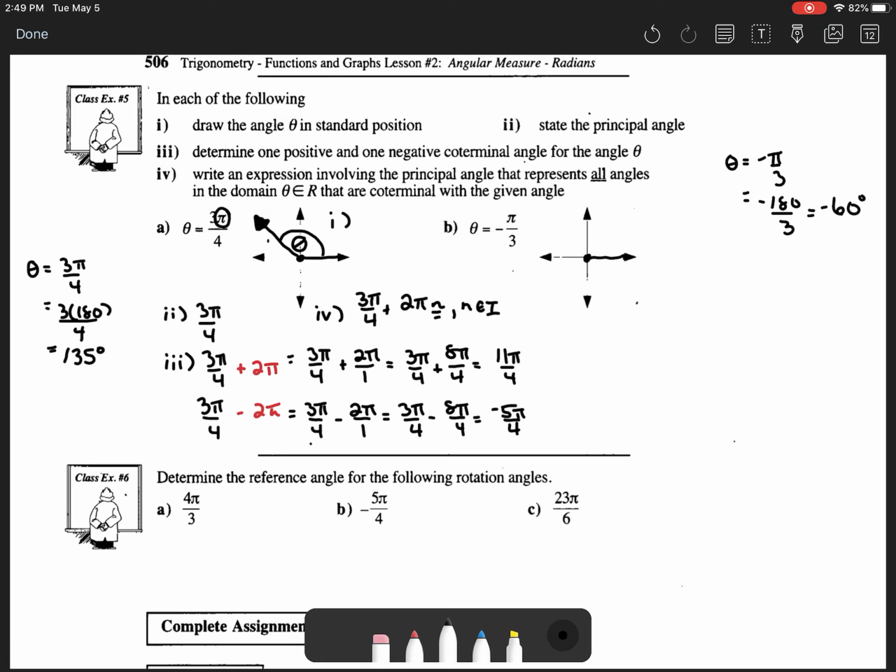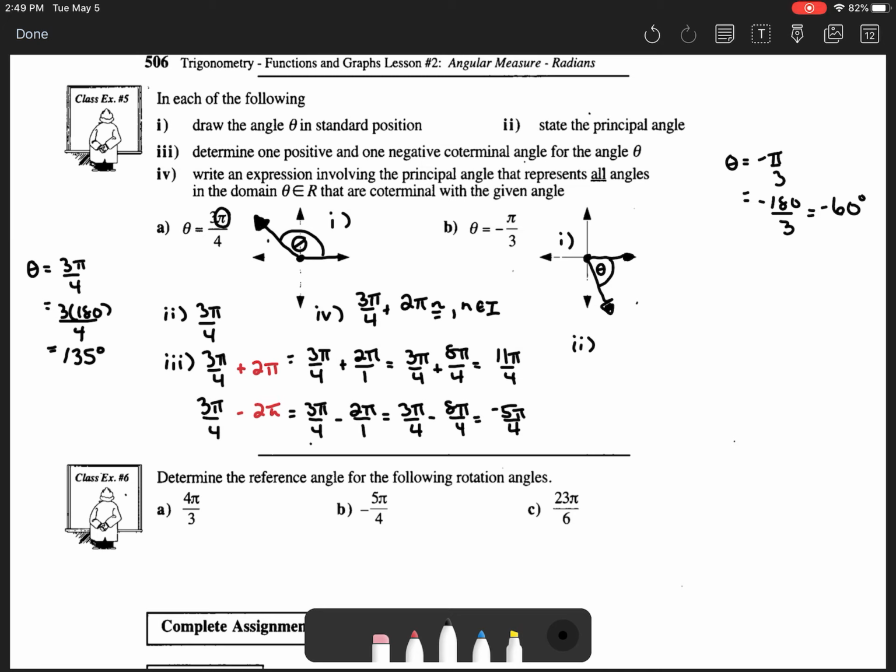So there's my vertex, there's my initial arm, and negative 60 degrees would be down here, like so. And again, my rotation now is from here to here. There is my theta this time, from there to there. So I've done part 1 again. I drew the angle in standard position. Part 2 is to state the principal angle.